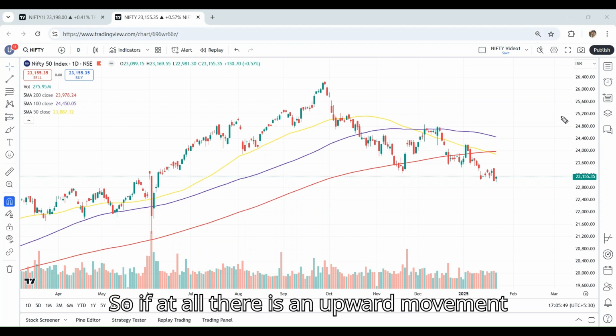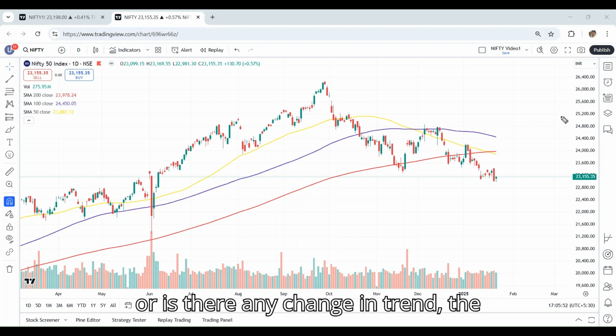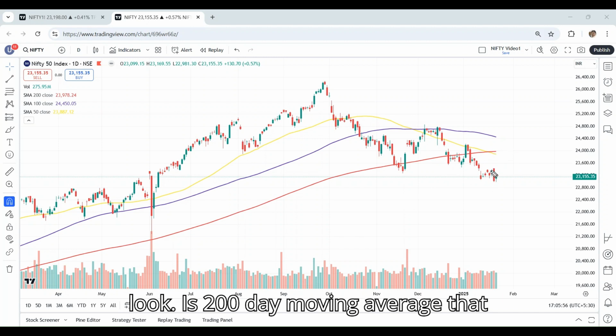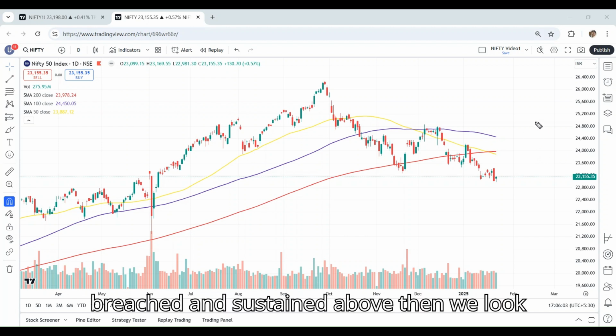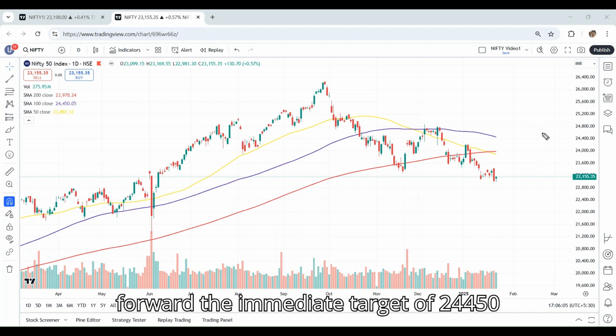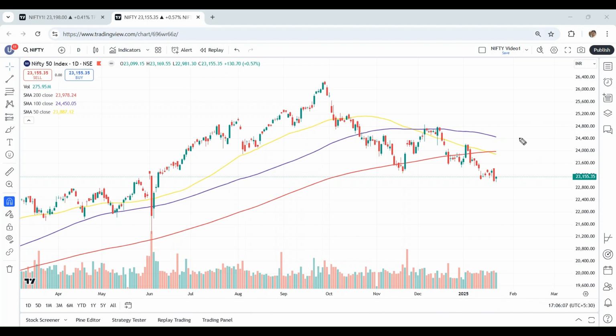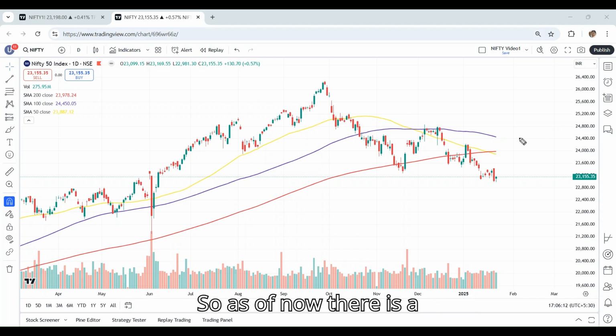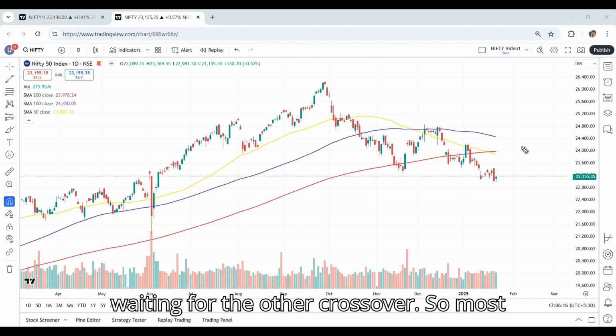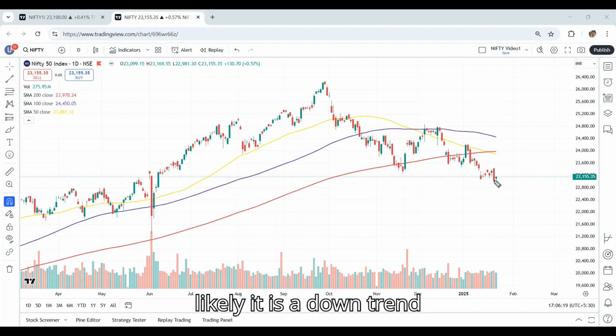So if at all there is an upward movement or any change in trend, the reference level we are going to look at is the 200-day moving average, that is 23,978. And if it is breached and sustained above, then we look for the immediate target of 24,450, that is around the 100-day moving average. So as of now there is a crossover on the downside and we're waiting for the other crossover, so most likely it is a downtrend.